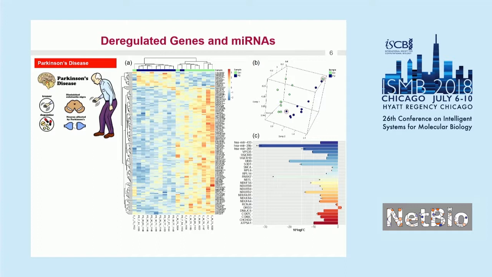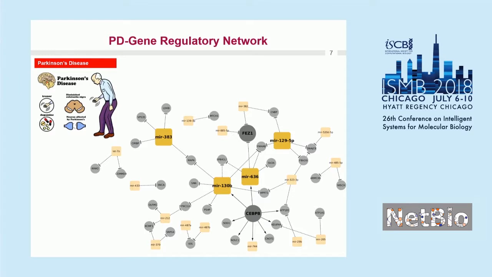I'd like to show you here some results of the data on a Parkinson's disease paper. On the left side, you see the heat map for the deregulated genes. As you see, they were able to cluster the disease samples and the normal samples almost perfectly. Also, the Parkinson's disease associated genes and microRNAs were found to be deregulated here with a significant level.